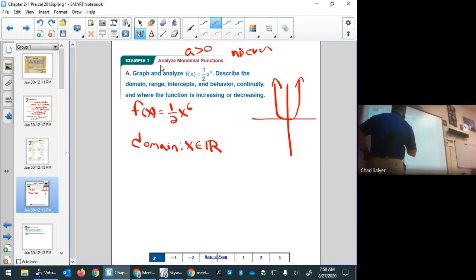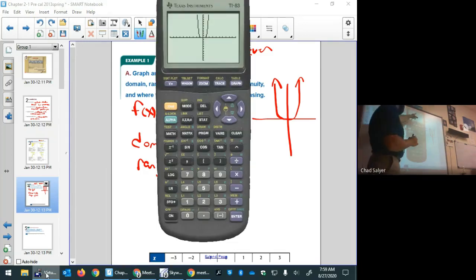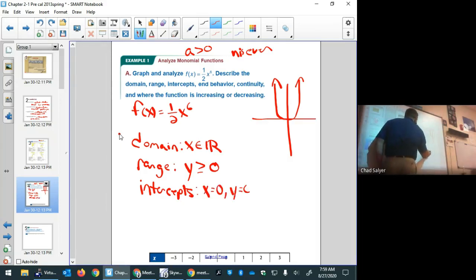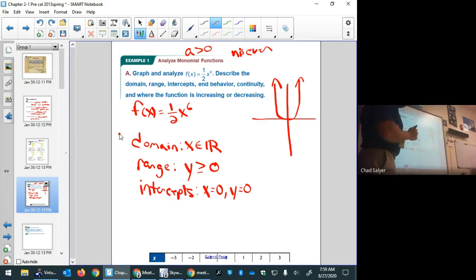Any real number. Range. In this case, it's going to be y greater than or equal to 0. Because I can see the lowest point here is at 0, and it's included. So if I trace, I see the origin is a point on this function. And if I go to the right, well, I'm going up. Go to the left, it's also going up above 0. So 0 is the lowest point. Intercepts. So as we just discovered, the origin is an intercept for both the x and the y-axis.